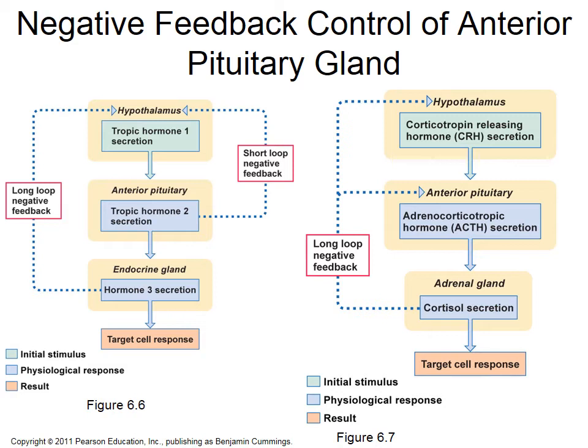ACTH could also work by what's called a short feedback loop, and as ACTH levels rise, it turns off CRH production. Since we have two trophic hormones, the short loop is where the anterior pituitary shuts off hypothalamic hormone release. The long loop is where the last hormone from the actual endocrine gland shuts off the production of anterior pituitary and hypothalamic hormones. So it's regulated by negative feedback to get stable levels of the particular hormone in the bloodstream.